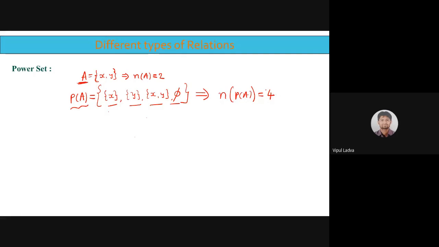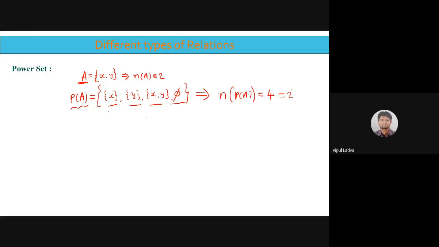We were having one of the formulas to identify the number of elements in the power set of set A. कोई बोल पाएगा मुझे? 2 raised to n. बता पाएगा? Yes, correct. 2 raised to n. n क्या है बेटा? N क्या है? What do we mean by n? Number of elements present in the set.